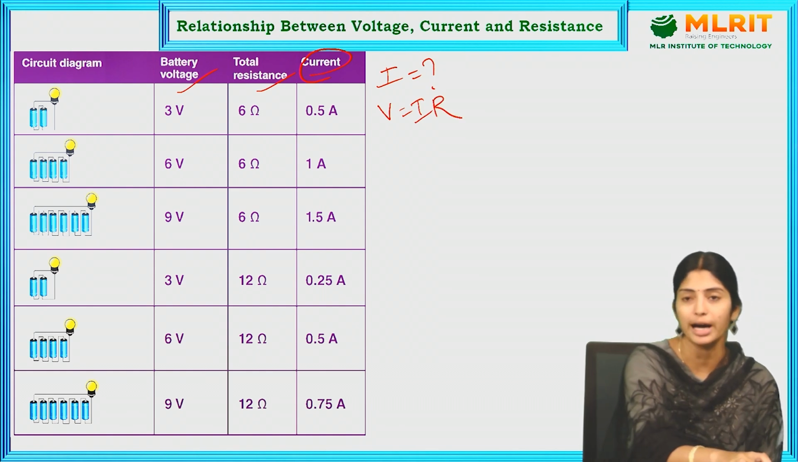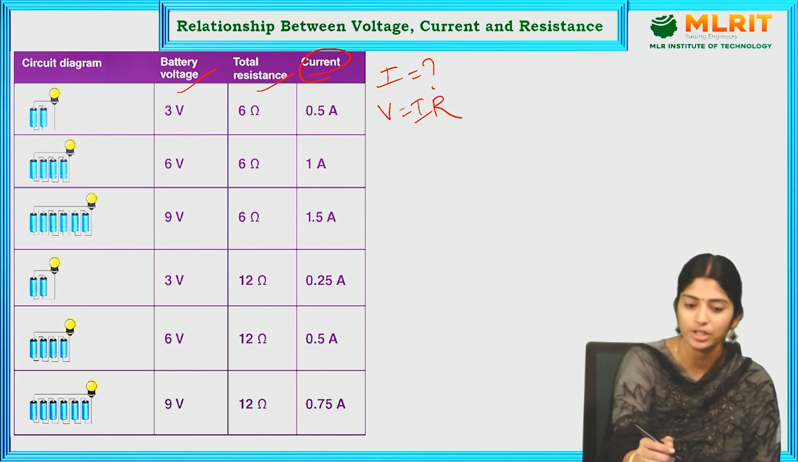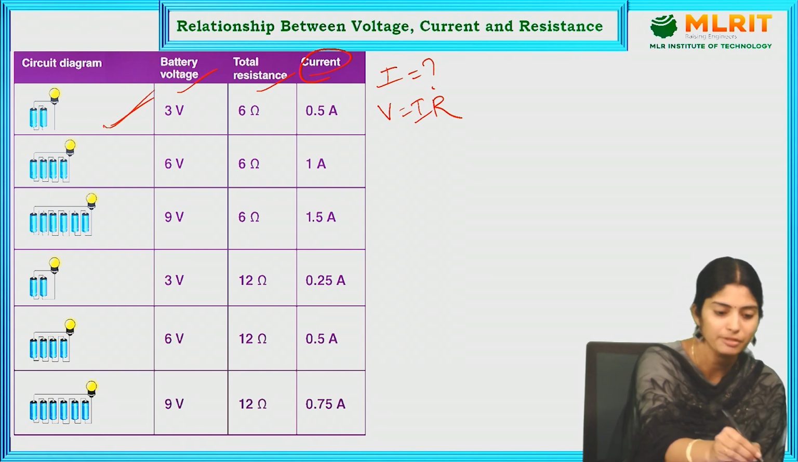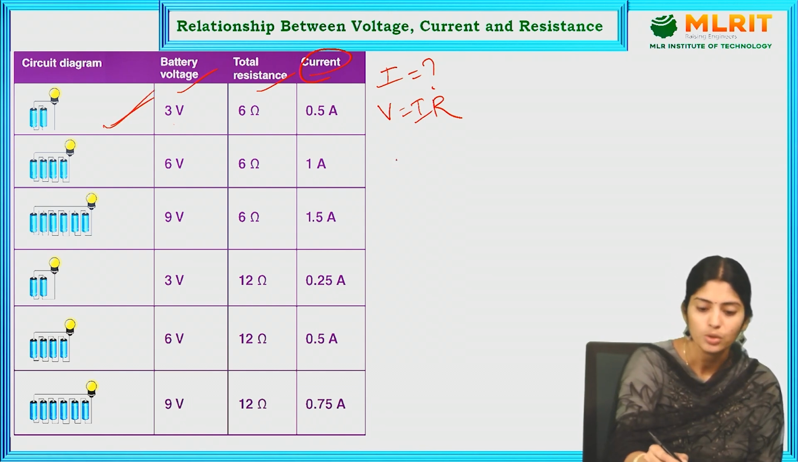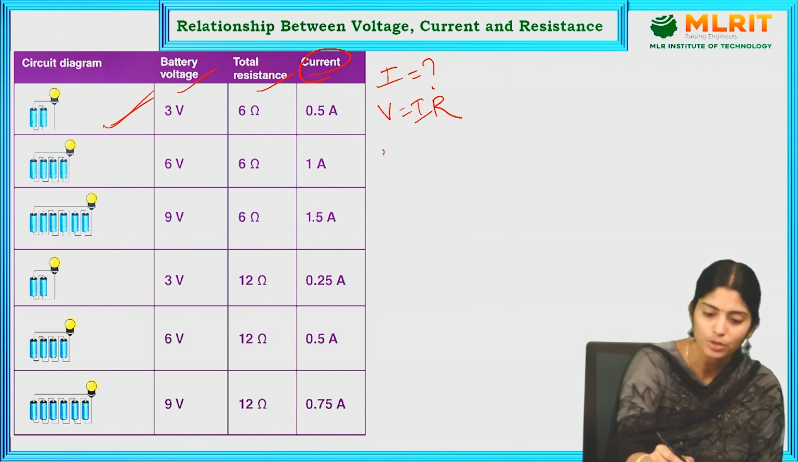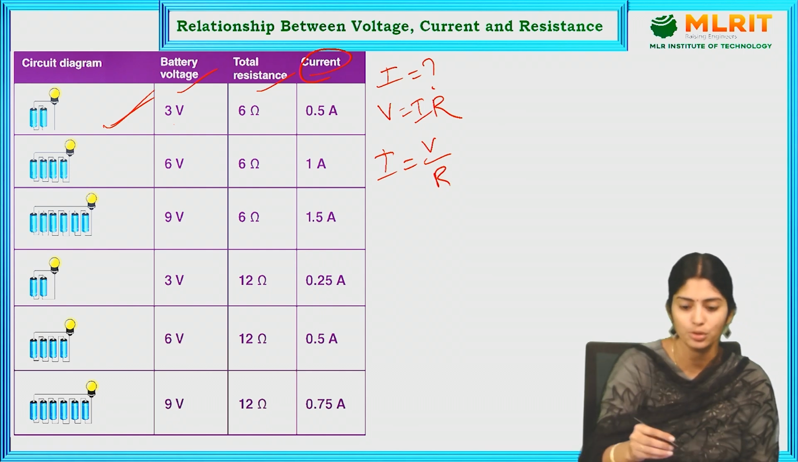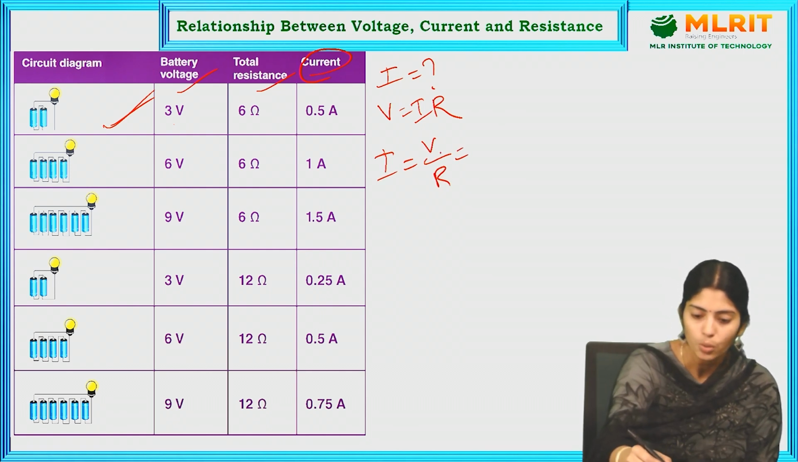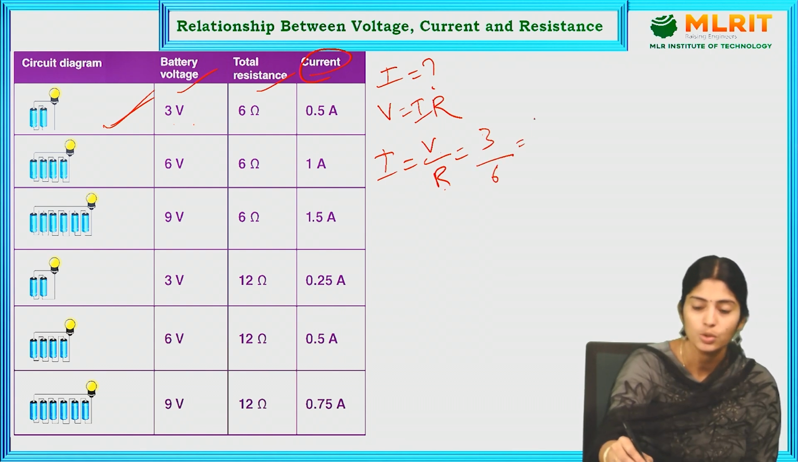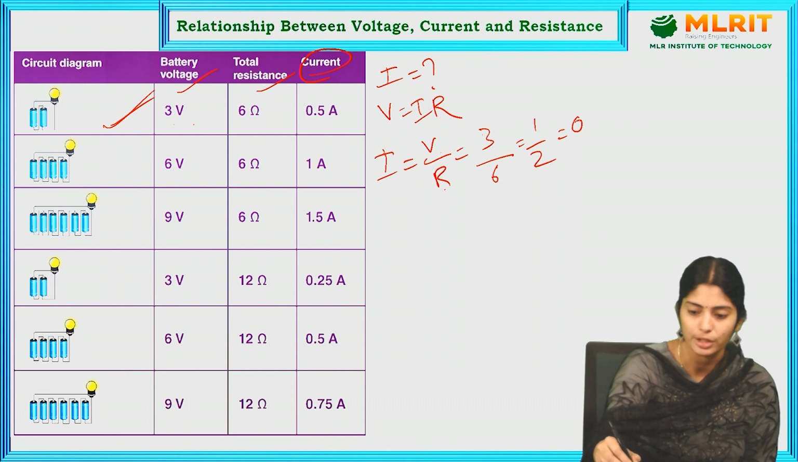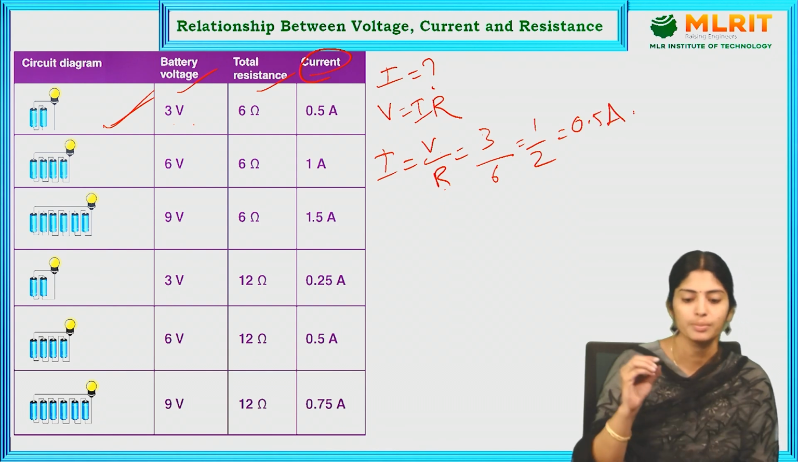So we have the value of voltage. What is the value of voltage? In the first case, the value of voltage is 3 volts. Okay. So I want to find out the value of current. So V is equal to IR, I is equal to V by R. So what is the value of V here? 3, divided by what is the value of resistance here? 6. So 1 by 2, that is equal to 0.5 amperes.